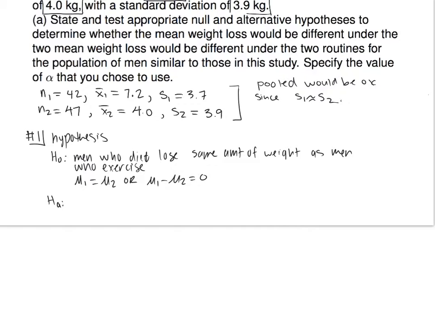And what's HA? Did we specify that we think 1 is better in any place? I think not obviously so. Does that make sense? Like, we were not trying to show that diet is better or vice versa, right? So men who diet lose a different amount of weight than those who exercise.